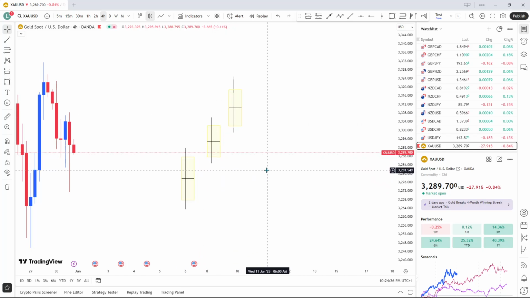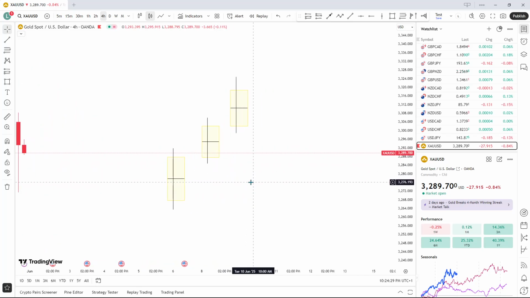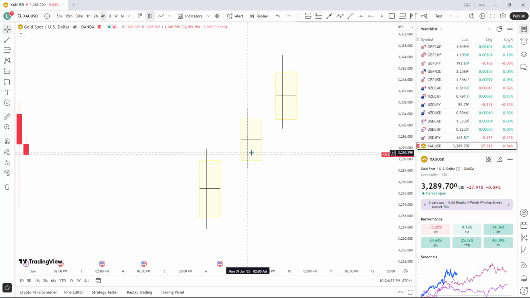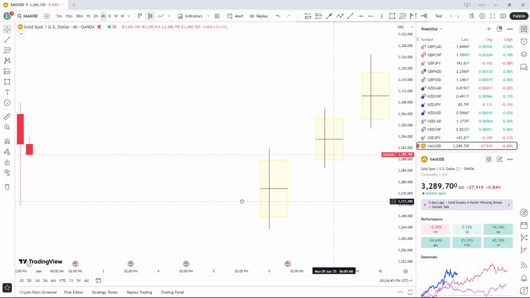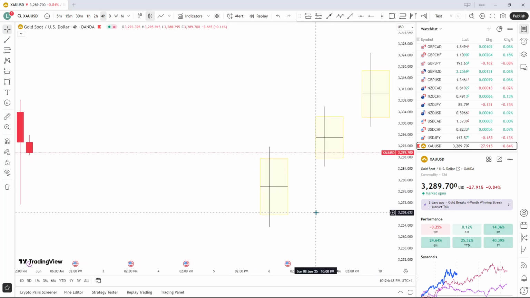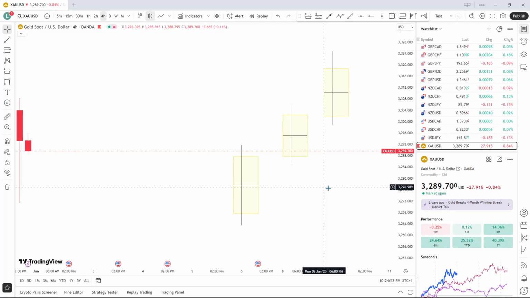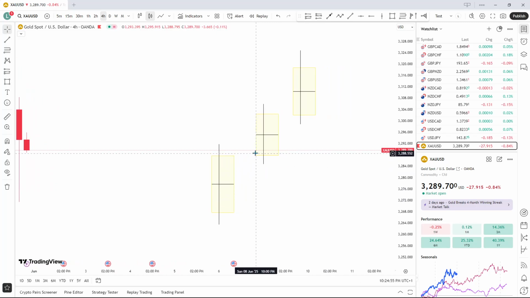And then what you are looking for is from the first candle. It's not perfect, but just as a quick little example. You are looking for, let's say this candle is number one, nice and easy. And then we have candle number two, candle number three. So 1, 2, 3.